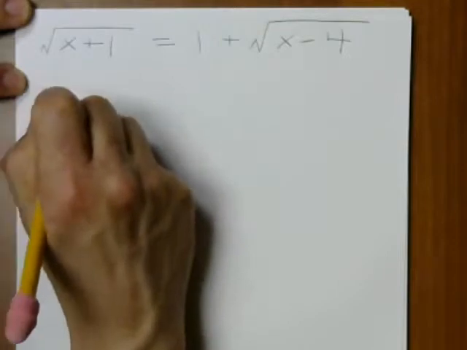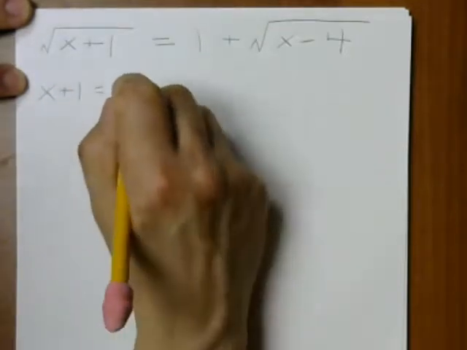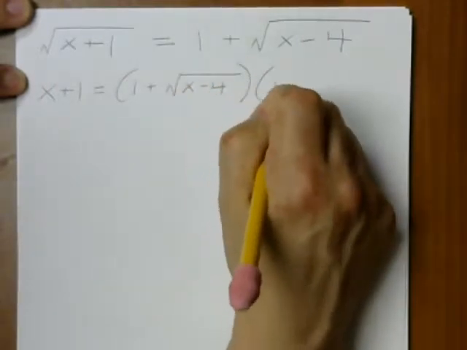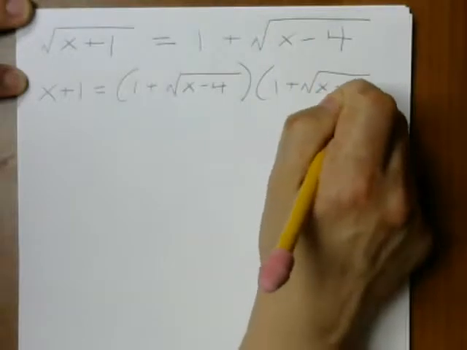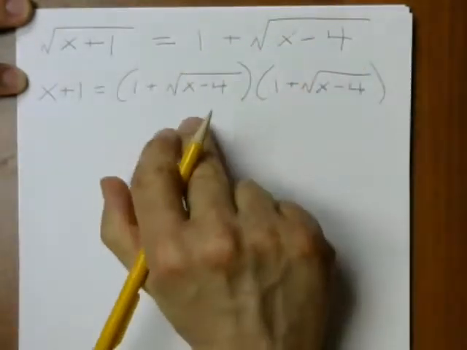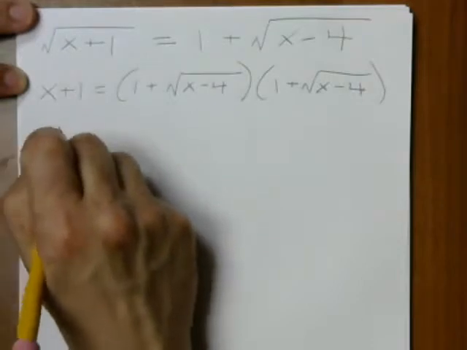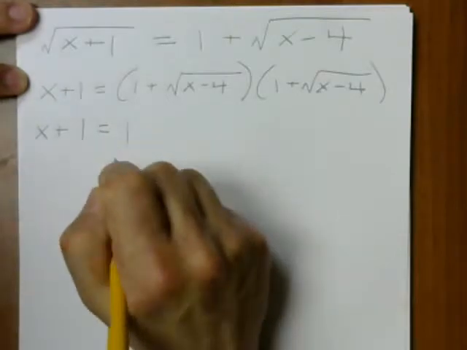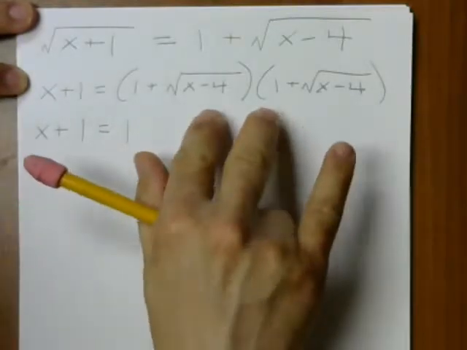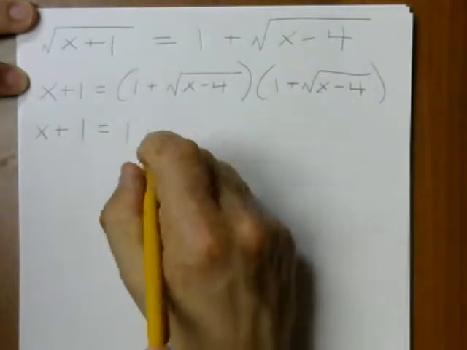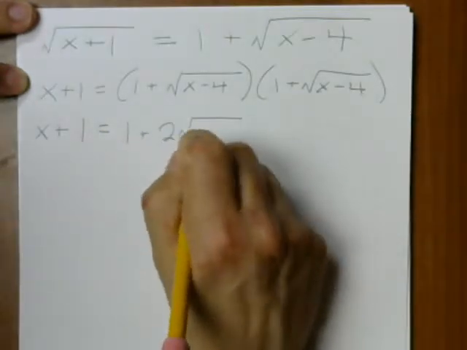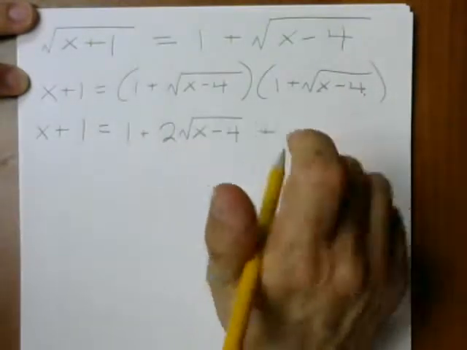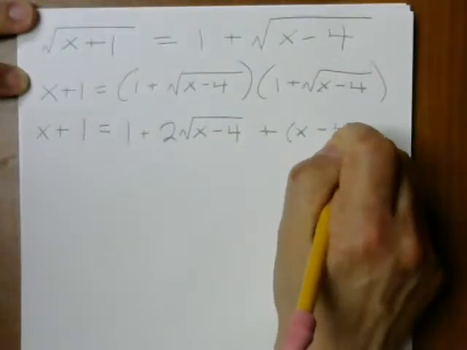If I square the left, I get x plus 1. And if I square the right, I'm going to have something a bit messier. So I'll just write this out. If you can square this in your head, that's fine. I want to make sure that everyone is following. So what I get here is the 1 times 1. That's nice and easy. But I'm going to get 2 of these square root of x minus 4. So I get 2 root x minus 4 plus this times this, which is just going to be x minus 4.